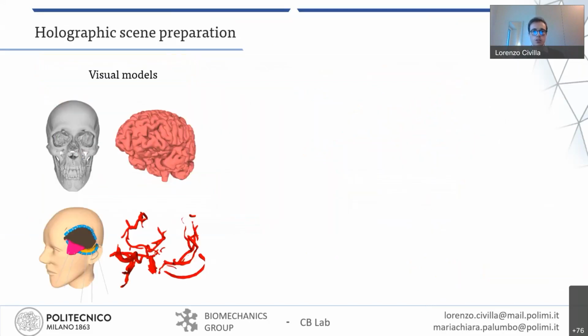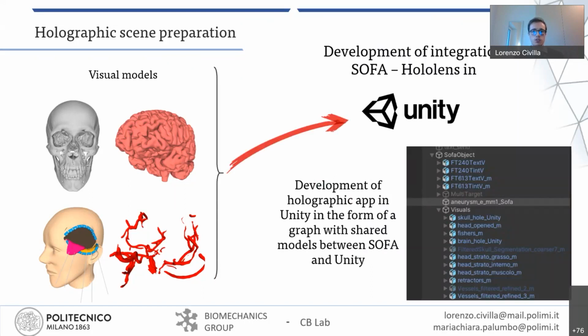Then, in order to have the anatomical realism that we were seeing before, all the other visual models belonging to the head were included in the holographic scene. These models were created starting from the segmentation of patient-specific images, and freely available 3D models to make the scene more realistic. And since the development of HoloLens applications is done in Unity, including the integration between SOFA and HoloLens, the models have been imported in a new scene in this software. In Unity, a scene is described in the form of a graph with shared models between SOFA and Unity itself.